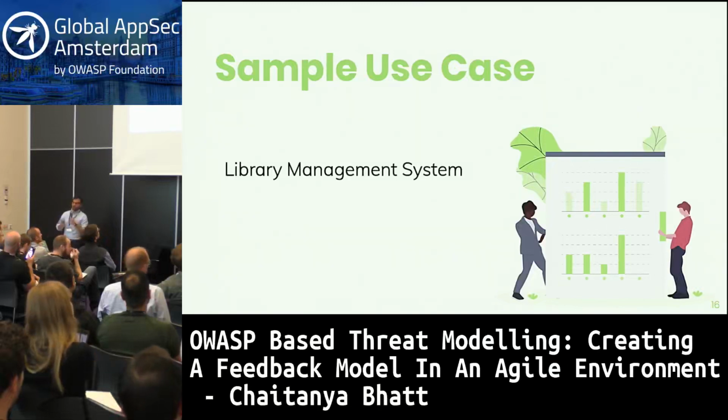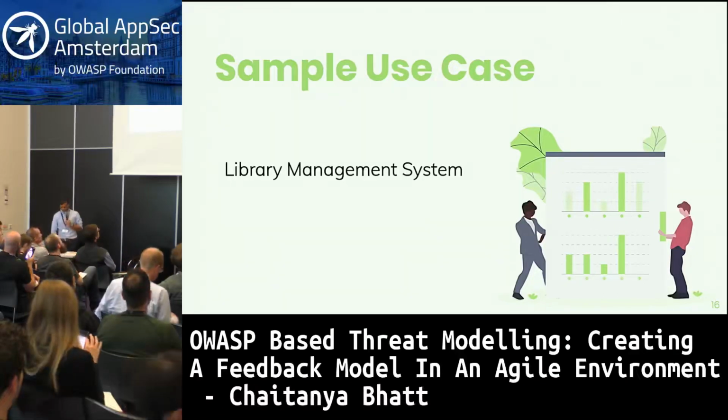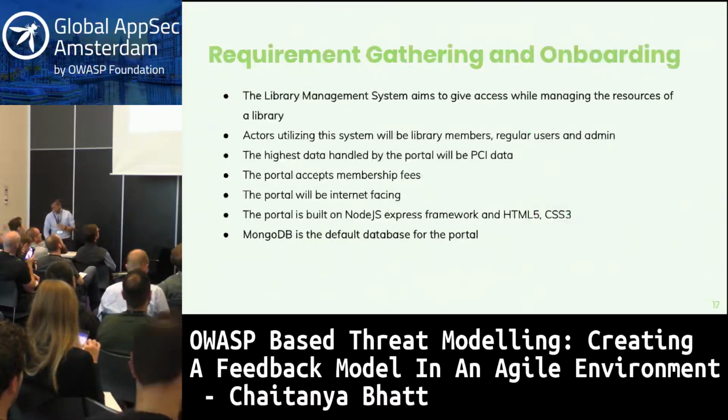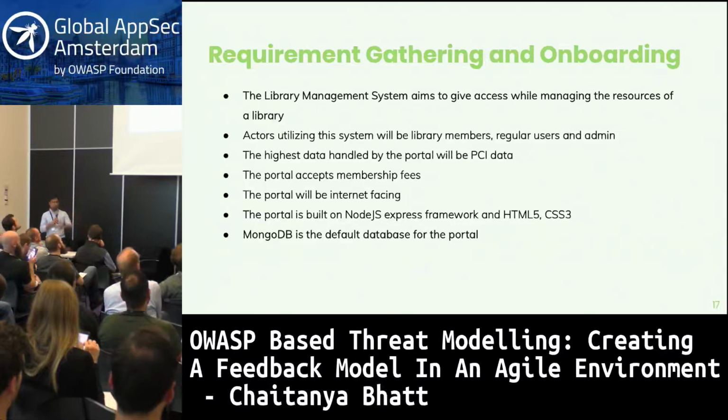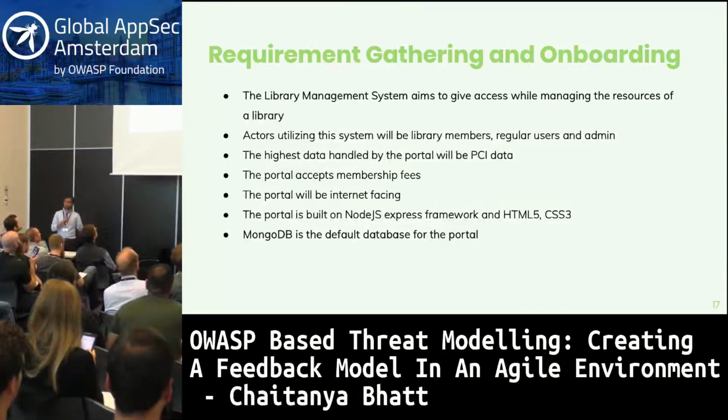And for the sake of simplicity, I took a library management system as an example, and we'll follow those 5 steps. So to start with, the first step, which was requirement gathering and onboarding. We start gathering the requirement that the library management system aims to manage resources, giving access to the users. There are 3 types of actors who are going to access this.